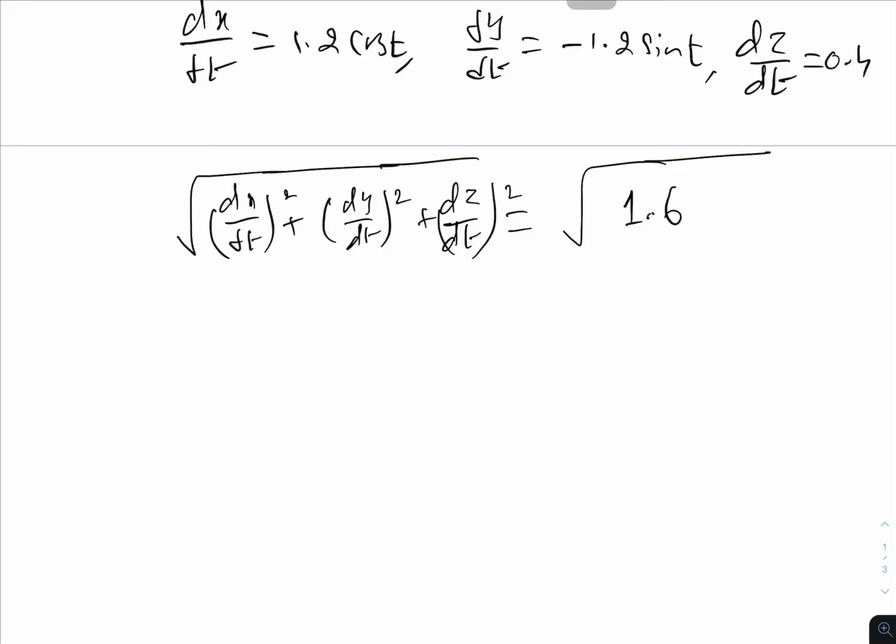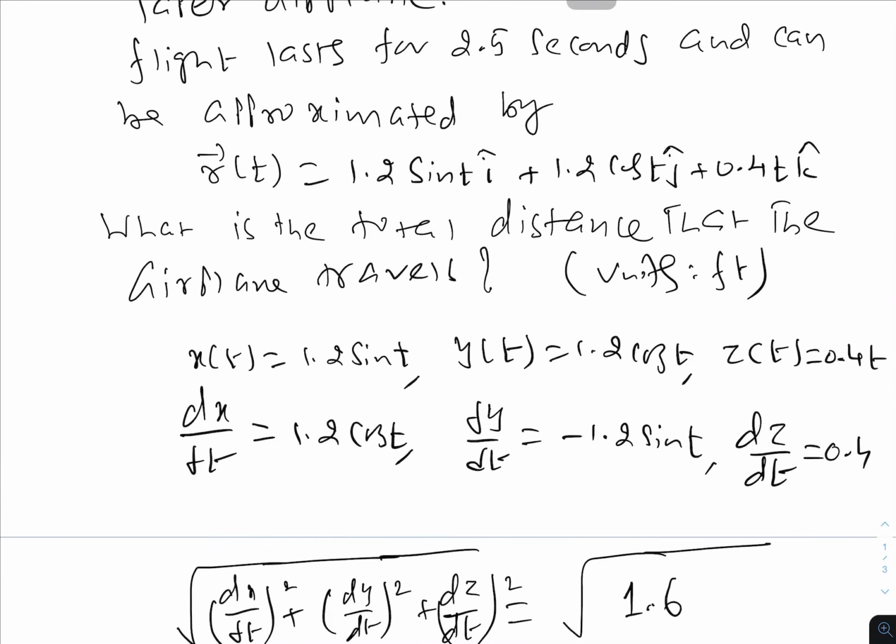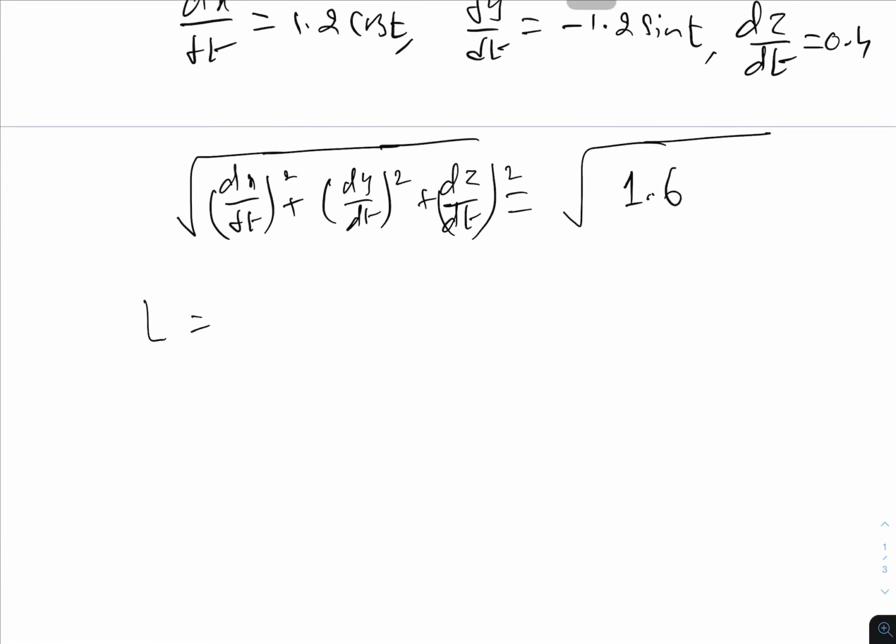And so the required length, now the flight is for 2.5 seconds, so the required length is the integral from 0 to 2.5 of root 1.6 dt, and it's an easy integration. So you can have the answer as 3.162, and the unit is feet. Let us take one more example.